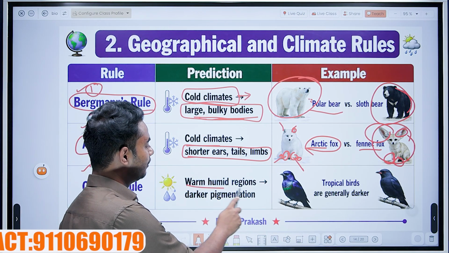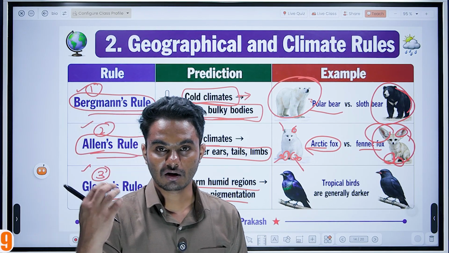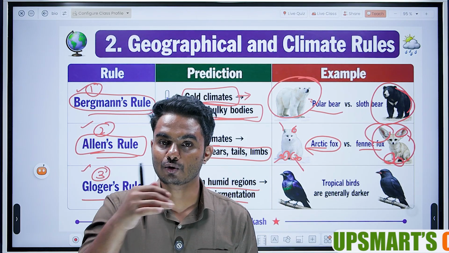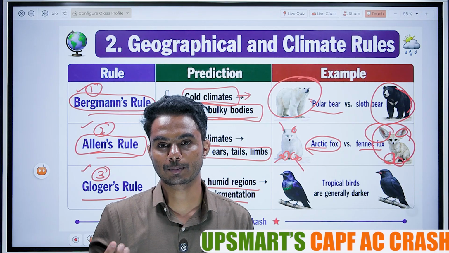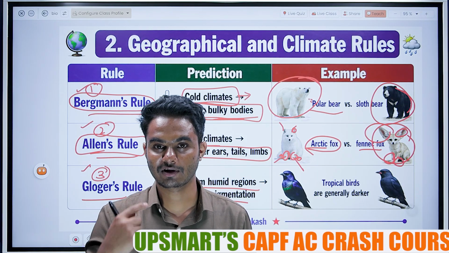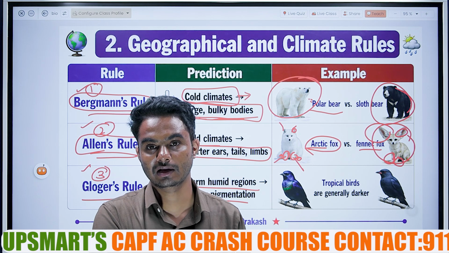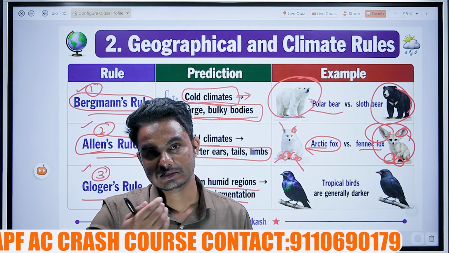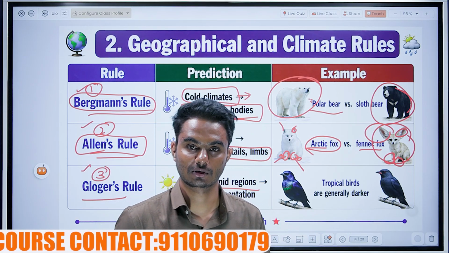Glauber's rule refers to warm, humid regions, darker pigmentation. If the region is warm and humid, pigmentation of the skin will be darker. If they are in colder regions, they will have lighter pigmentation. You see European people, colder regions, they will be white skinned. See the African people, very warm environment, they will have the dark pigmentation. See Indians, the mixture of everything. So we'll have the brown skin. Okay, easy.